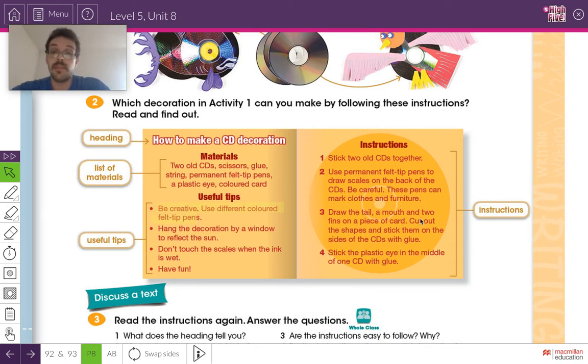Draw the tail, a mouth, and 2 fins on a piece of card. Cut out the shapes and stick them on the sides of the CDs with the glue. Stick the plastic eye in the middle of one CD with the glue. Okay, so these are instructions, and as you can see, all of the instructions are written in the imperative. They just use the verb and the complements. So that's all it is, the imperative.